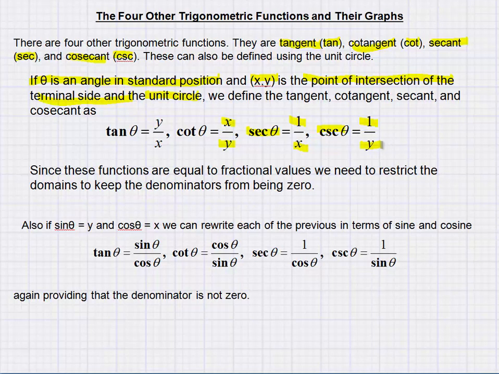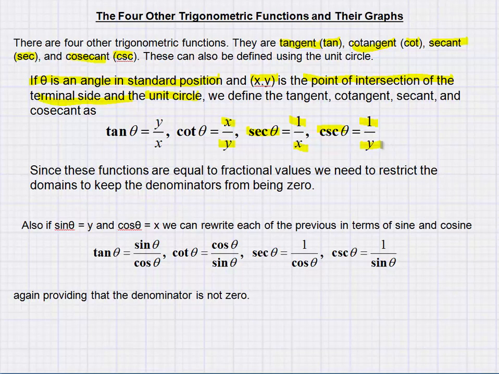So we're basically using the same idea of looking at the point where the angle hits the unit circle, but rather than just look at the x or the y coordinate, we're really looking at either a combination of those 2 coordinates or 1 over the x or 1 over the y. The nice thing about this is there are no more points that you're going to have to learn. You know your unit circle points at this point, at least you should. And you're going to use those same points to develop the answers for these 4 trigonometric functions.